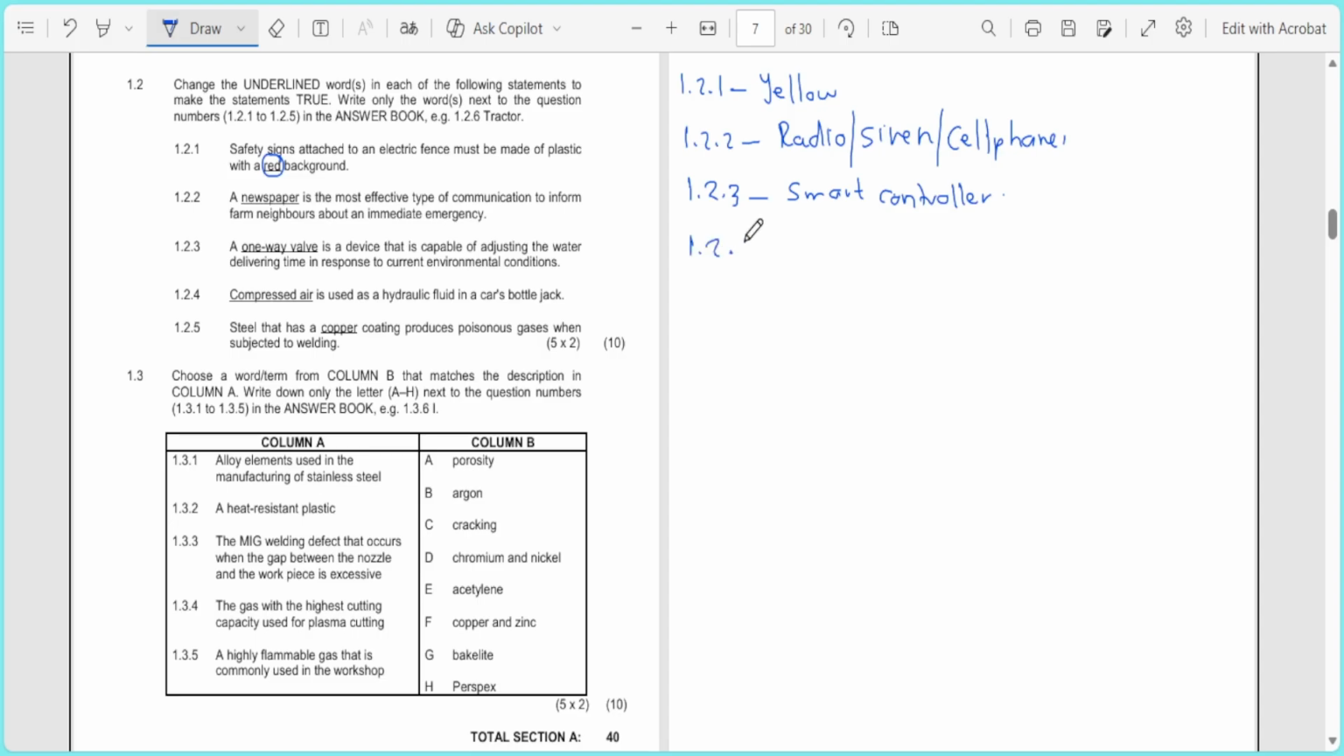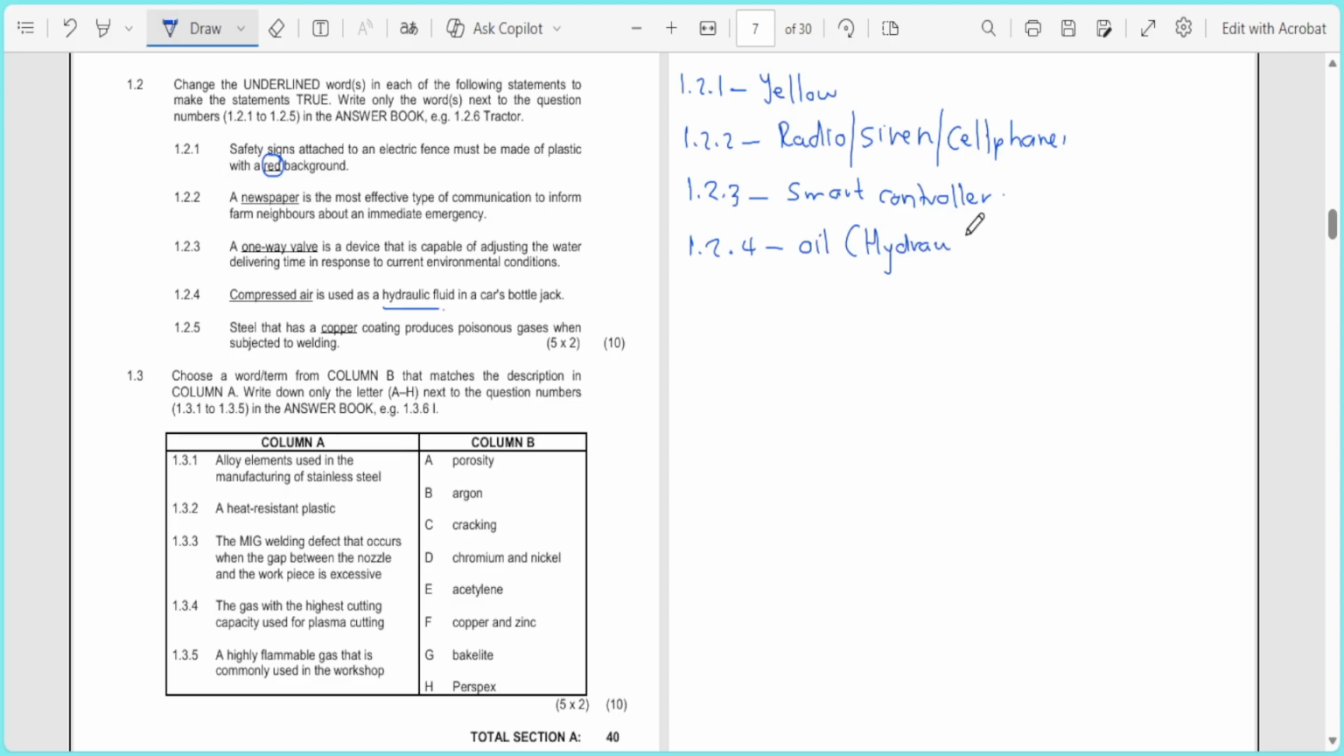So 1.2.4, compressed air is used as a hydraulic fuel in a car's bottle jack. Is it? No, no, no. It should be oil, a hydraulic oil.